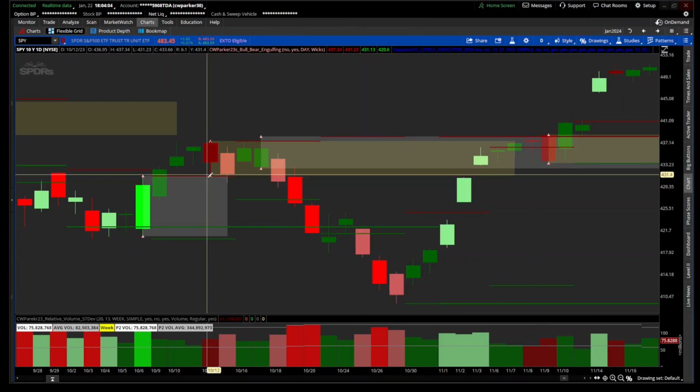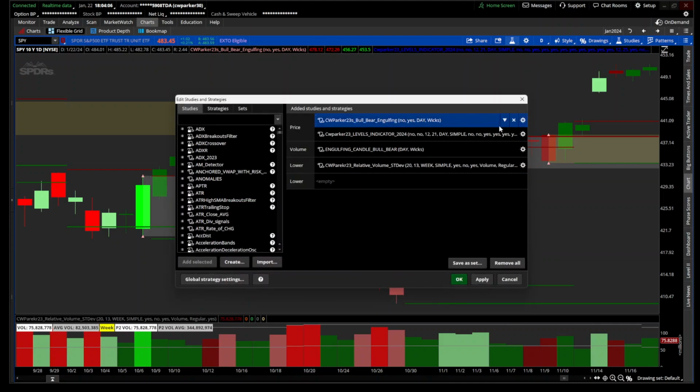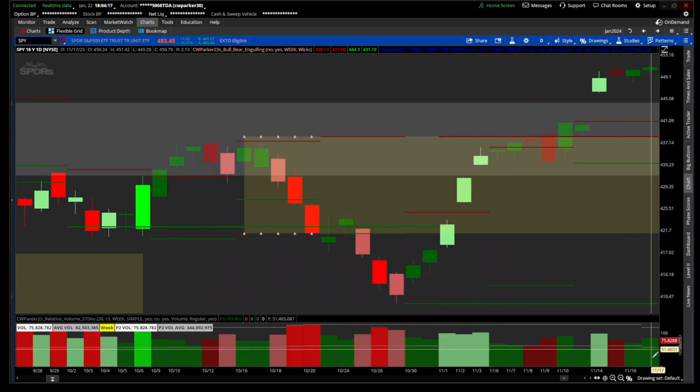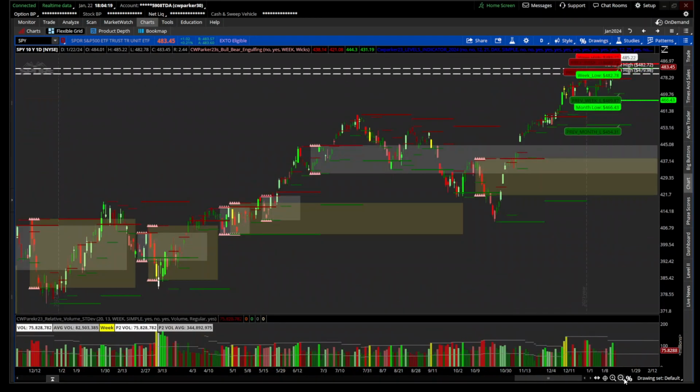But for the most part, this is the indicator. The indicator works on all time frames. You can select whatever time frames you want to look at, a monthly basis, a daily basis, and this is what it looks like. A bullish engulfing would be white, the bearish engulfing would be yellow, and these triangles are just identifying the engulfing.